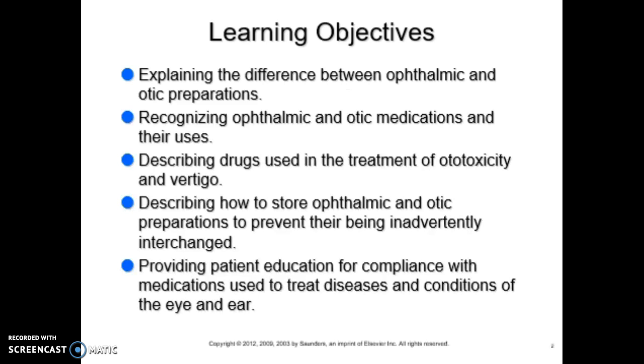Our learning objectives are explaining the difference between ophthalmic and otic preparations, recognizing ophthalmic and otic medications and their uses, describing drugs used in treatment of ototoxicity and vertigo, describing how to store ophthalmic and otic preparations to prevent their being inadvertently interchanged, and providing patient education for compliance with the medications used to treat the diseases and conditions of the eye and ear.